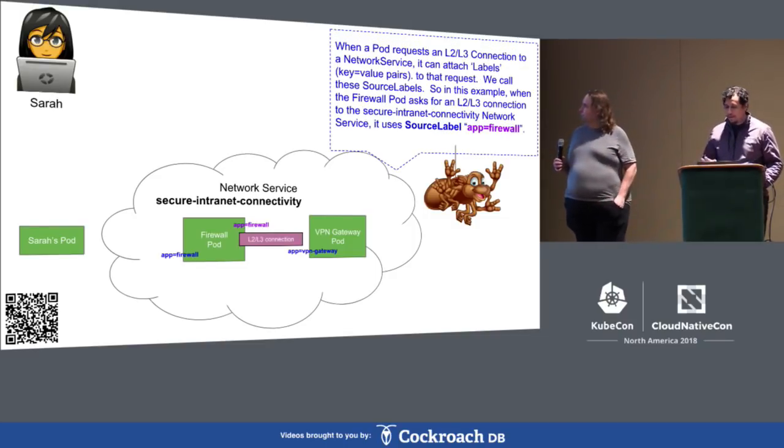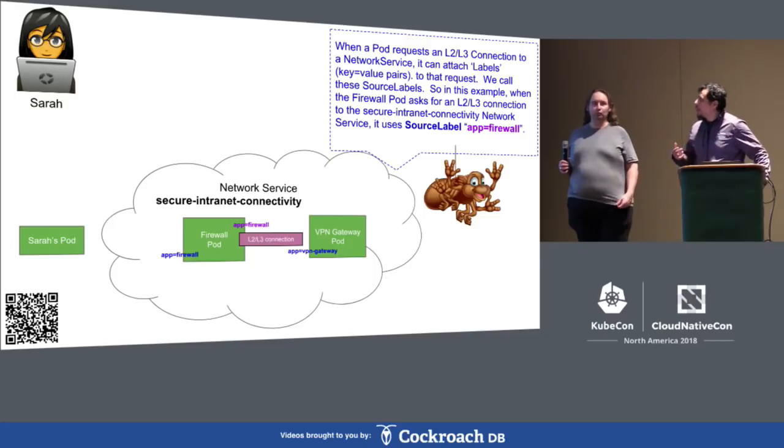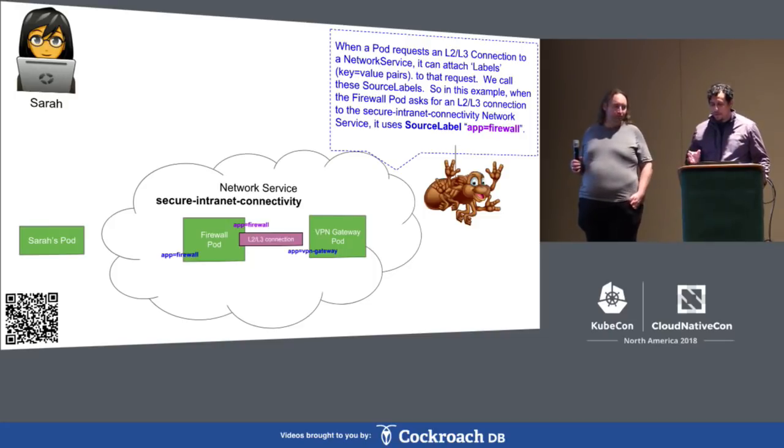Okay, so when the pod requests a connection to a network service, it attaches labels to that request. Those are what we call the source labels. In this scenario, the firewall pod is asking for an L2 or L3 connection, and it would use the source label that it is a firewall. That's what differentiates it between Sarah's pod and the firewall pod itself.